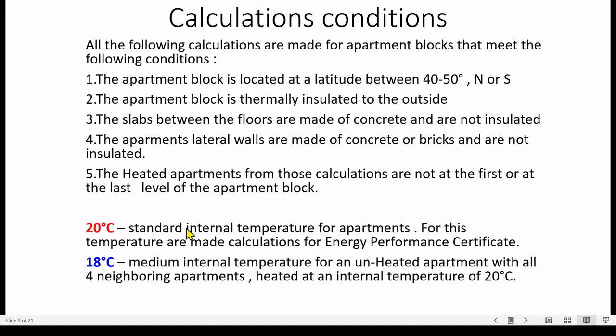20 degrees again is the standard internal temperature for apartments. For this temperature, calculations for energy performance certificates are made. We'll consider an average of 18 degrees as the internal temperature for an unheated apartment with all four neighboring apartments heated at an internal temperature of 20 degrees.